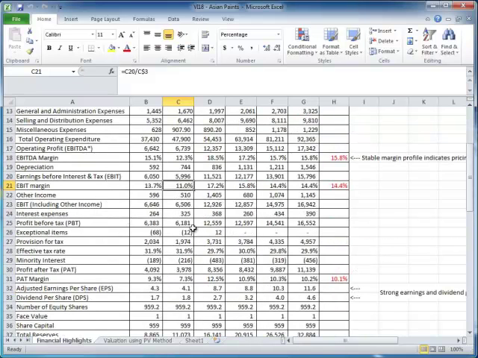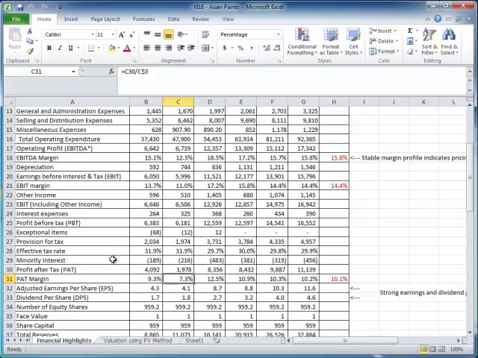Let's keep going down. Then we have other lines, so other income, then we have EBIT including other income, interest expense, then we get profit before tax, and then a small exceptional items. Then we get our provision for tax, then our effective tax rate, then we also have a small minority interest, and finally we get the profit after tax, which is taking into account all of these items, so profit before tax, taking away exceptional items, the provision for tax, and the minority interest, and we get the profit after tax here.